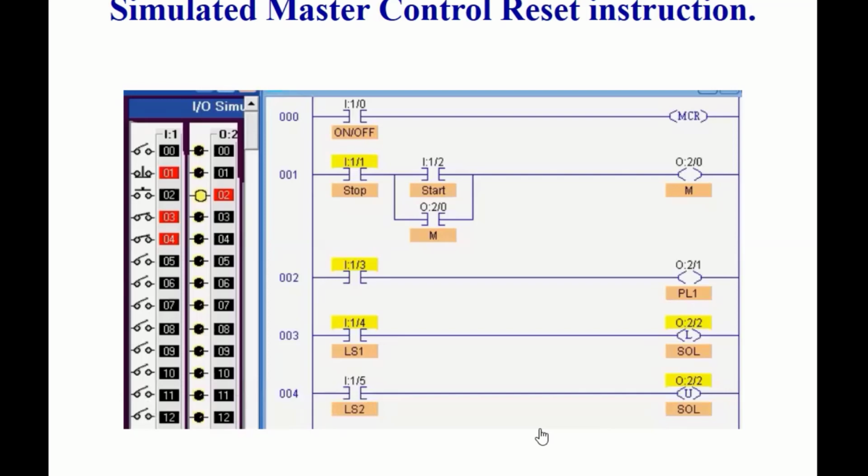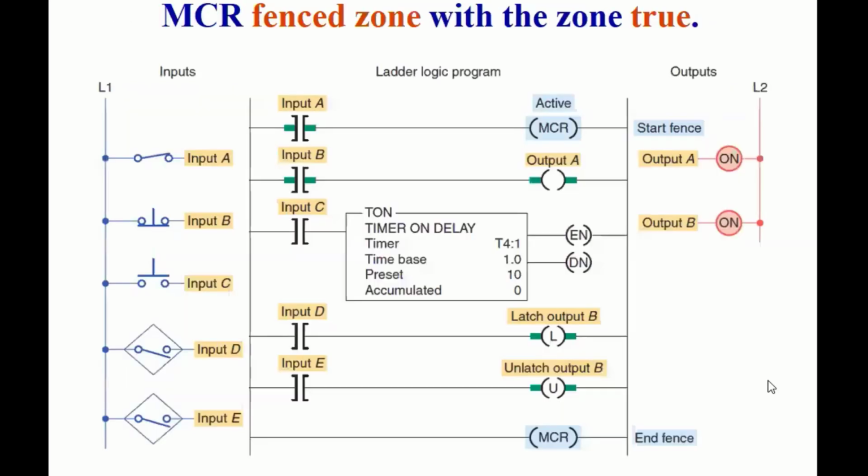Okay, so that is the master control. There's also the MCR fan zone with the zone true. And here's an example of how that would look. And this idea of the fan zone is what I was talking about early on, when I said that you need a pair. So you're zoning the whole program to be obedient or submitted to the MCR.